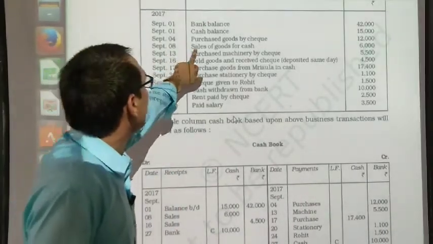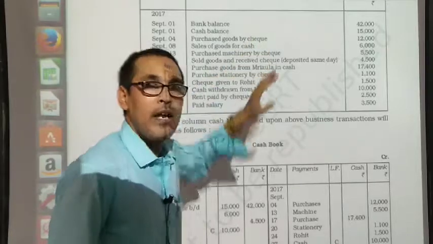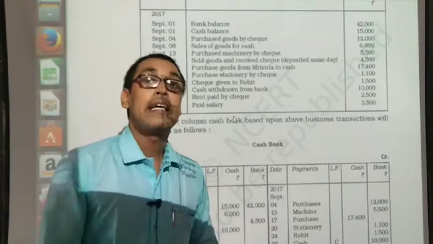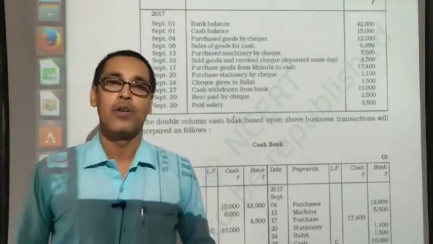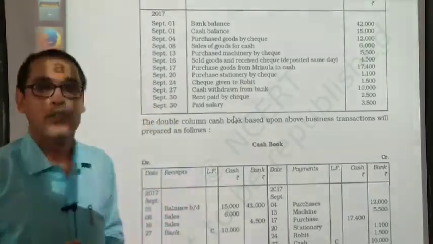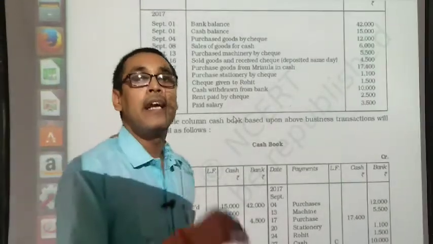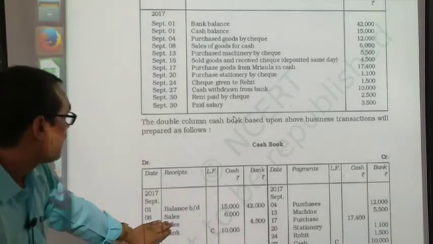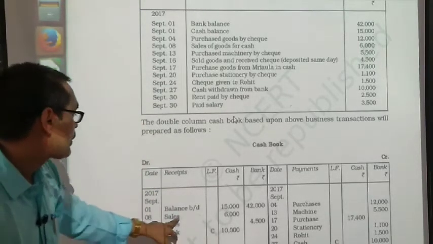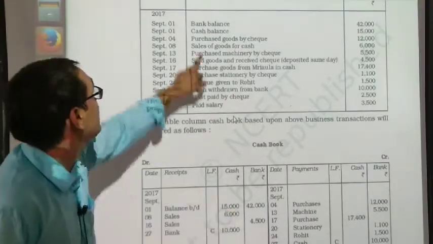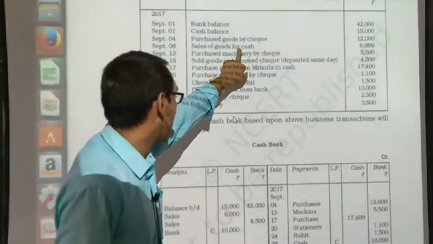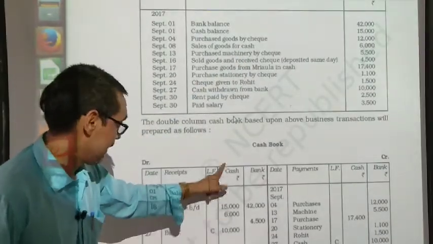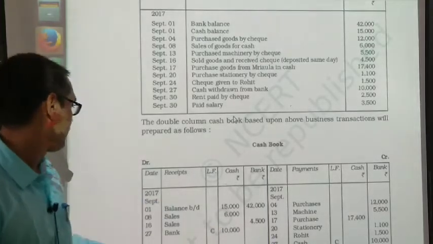September 8, sales of goods for cash. If we sold the goods on a cash basis, then what will be the entry? Cash account debit to sales account. Sales is a revenue for us. So if revenue is increasing, it is credited. Then sales, we are receiving the cash, so to sales 6,000. This is the cash transaction. That's why we recorded the receipt of 6,000 in cash on the debit side of the cash book.